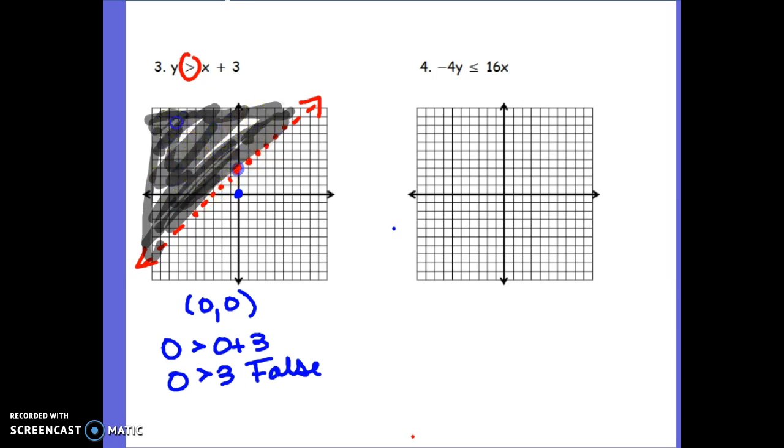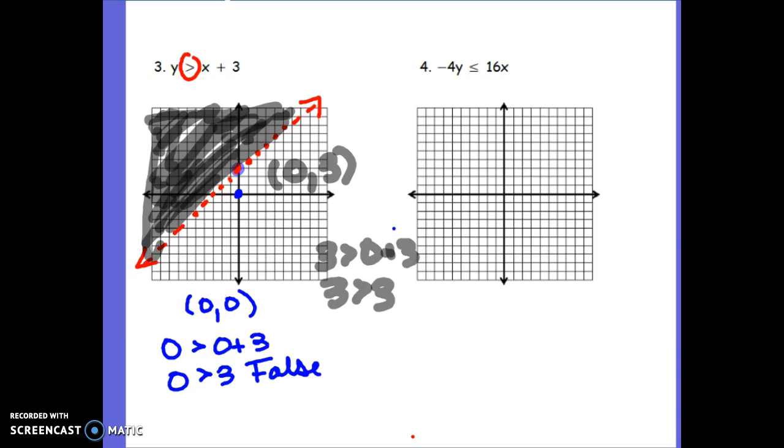Now remember, all of the points in the shaded region satisfy the inequality, but because it's a dashed line, if there are any points that are on that line, like the point (0, 3), if I plugged in the point (0, 3), I would get 3 is greater than 0 plus 3, or 3 is greater than 3. Well, that's a false statement. So that point (0, 3) does not satisfy the inequality.